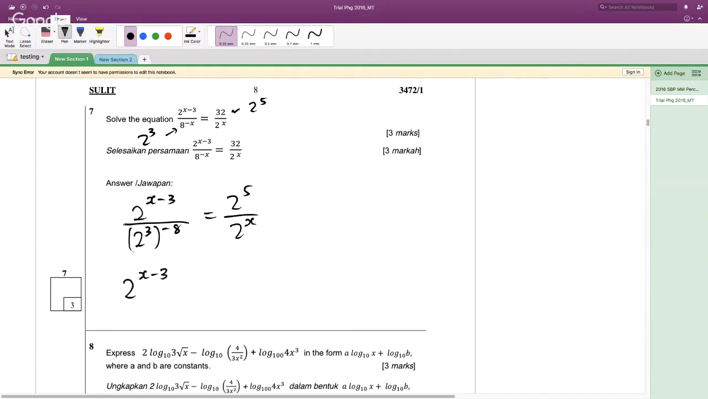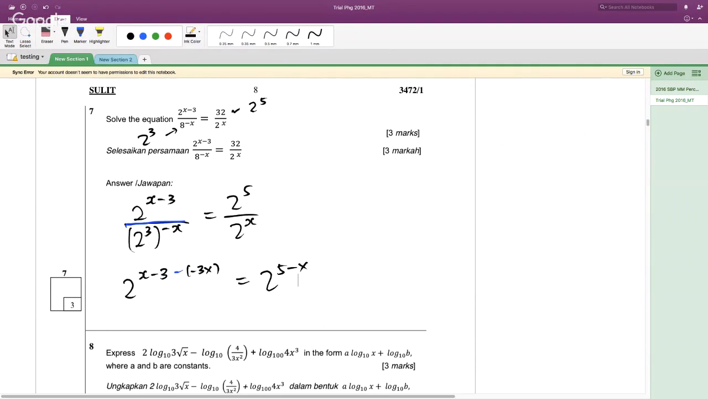x minus 3, divide itself means negative. Right, so over here you should have negative 24. Yeah, this is not 8. What am I writing? This one should be x. This one should be negative 3x. So minus negative 3x. So it equals 2 power of 5 minus x.